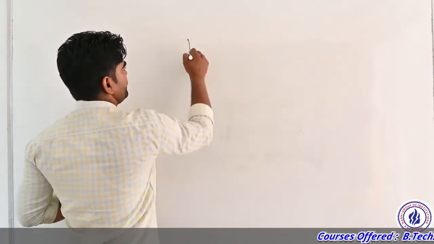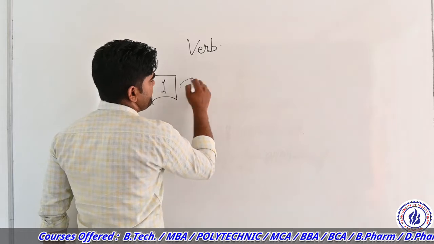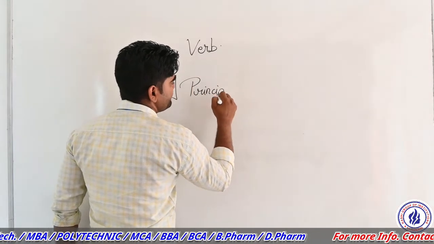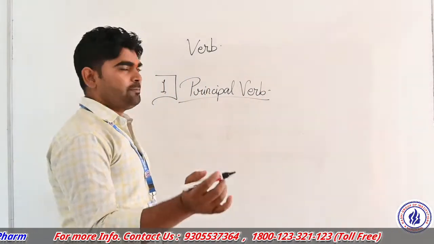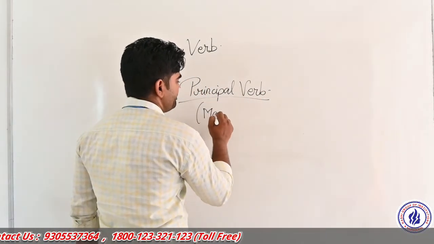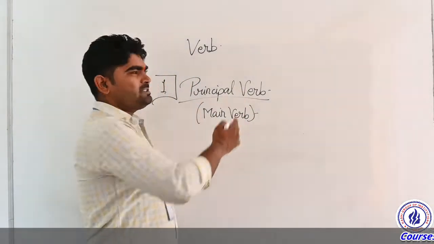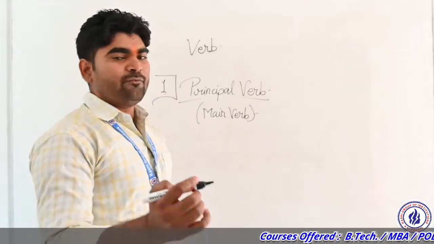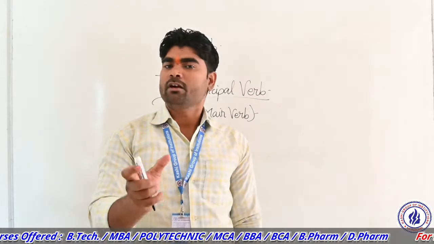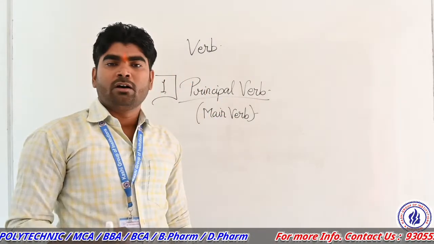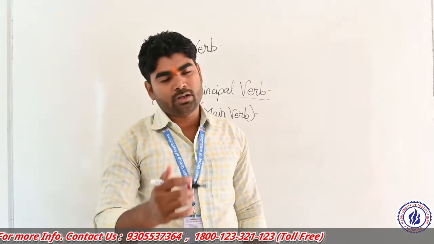Let's start with the first one, principal verb. As I have said before, principal verb is also called main verb. Now, what is principal verb? What is main verb? It is a word which denotes an action. As I have already said, a verb is a word which denotes an action. In this also, a word which denotes an action is called a principal verb. Now there will be doubts: sir, then what is helping verb? We will see further.